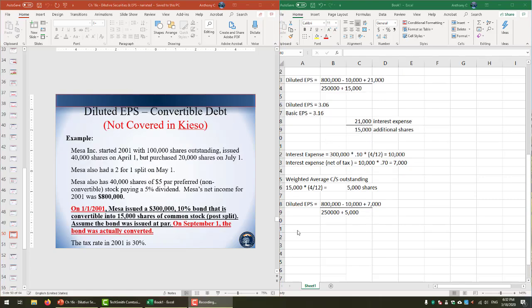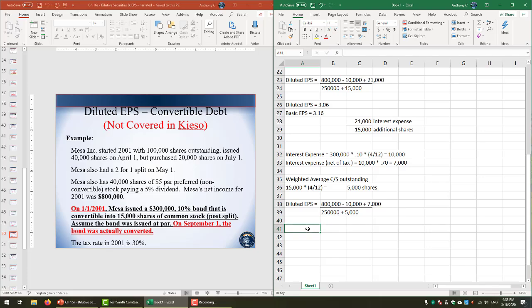This next example covers how we handle the calculation of diluted EPS when a convertible bond is actually converted during the middle of the year. The scenario is not covered in your CAISO textbook, but again, if you're taking the CPA exam, this is something you should be familiar with.